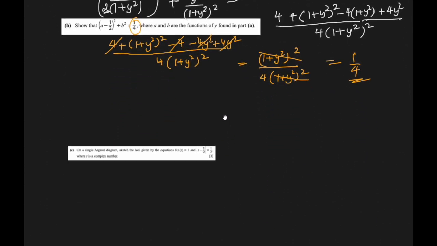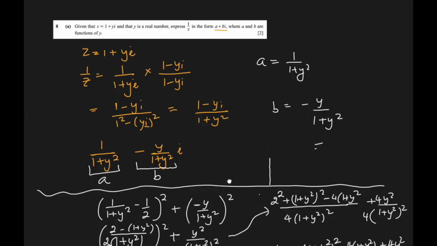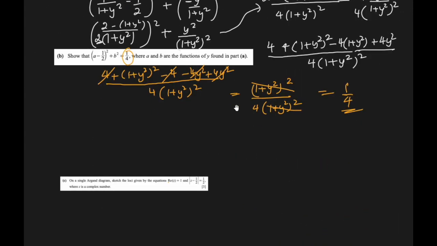On a single Argand diagram, sketch the loci given by this. So real part of z is 1, is it? Same z, yes. Real part is 1, okay. And z minus half, from half z's distance is half, okay.